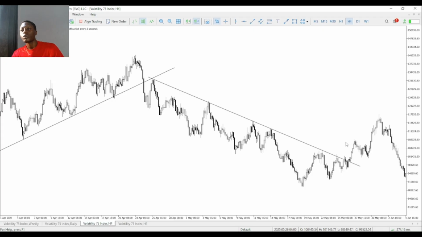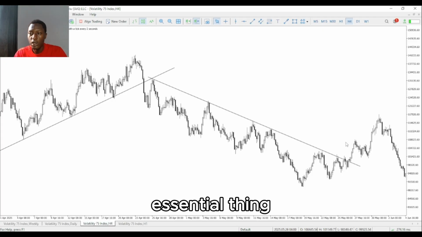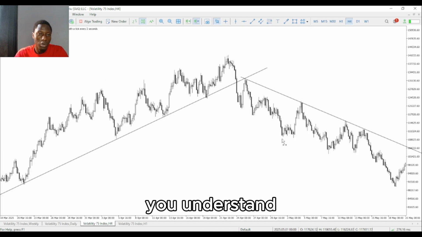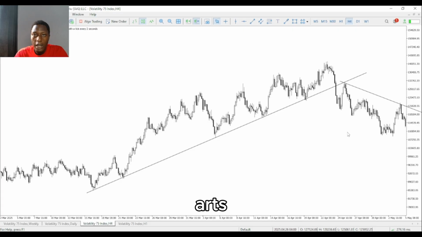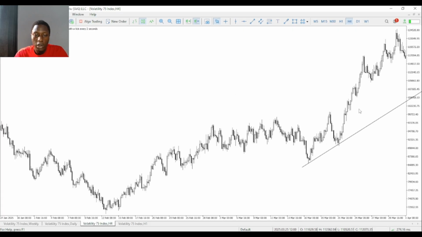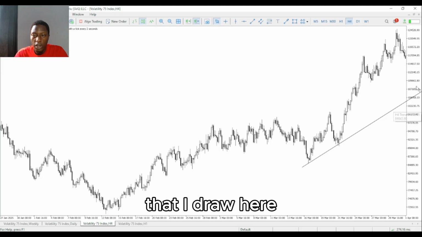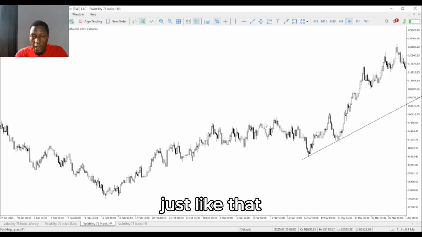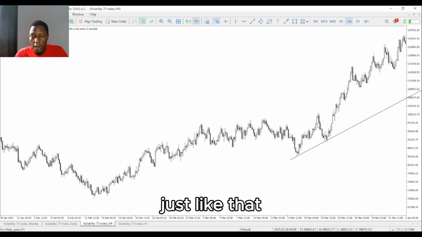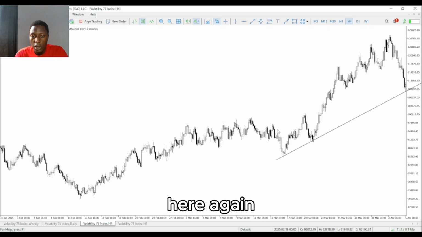You understand? So the second essential thing here is to identify what direction the trend is going. For you to draw a proper trend line that will act in your favor, you need to know the direction of the trend. For example, with this trend line that I drew here, I saw that the trend was up. It was creating higher high and higher low, higher high, higher low, just like that. Then it continued here again.